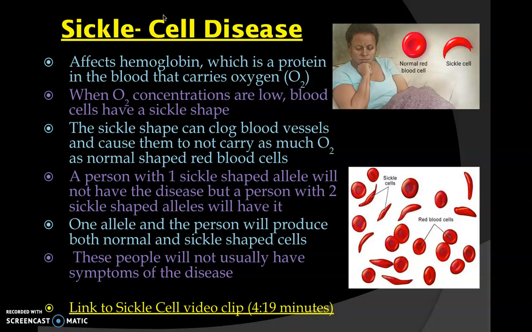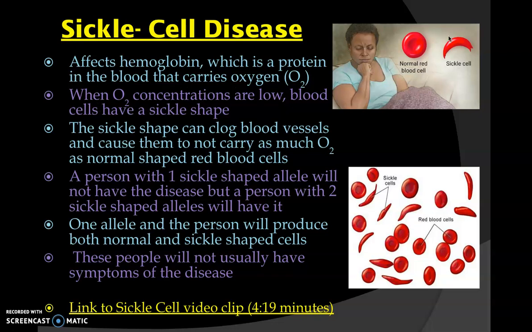Same thing with sickle cell disease. Sickle cell disease is another genetic disorder. It affects a person's hemoglobin. Hemoglobin is a protein in our blood that's in charge of carrying the oxygen. So it's part of our red blood cells. When O2 or oxygen concentrations are low, our blood cells will end up having a sickle shape.